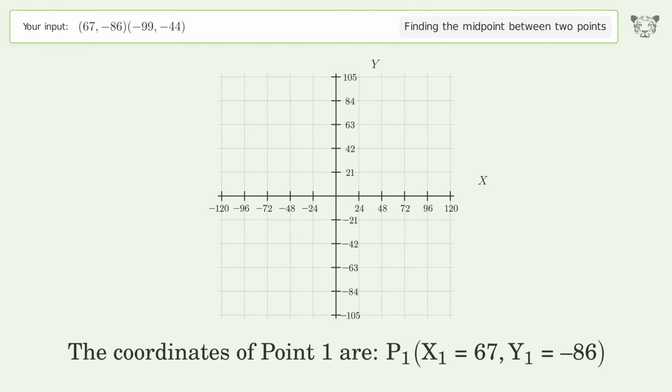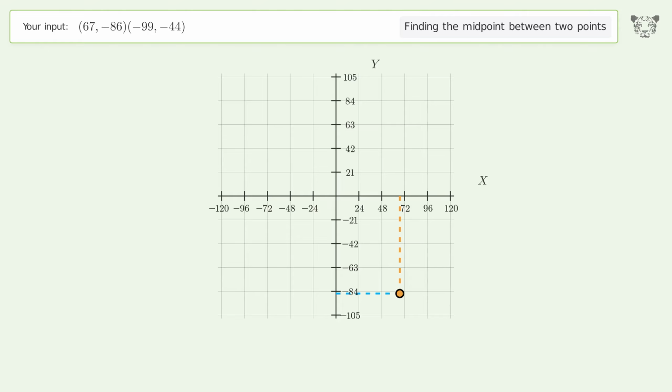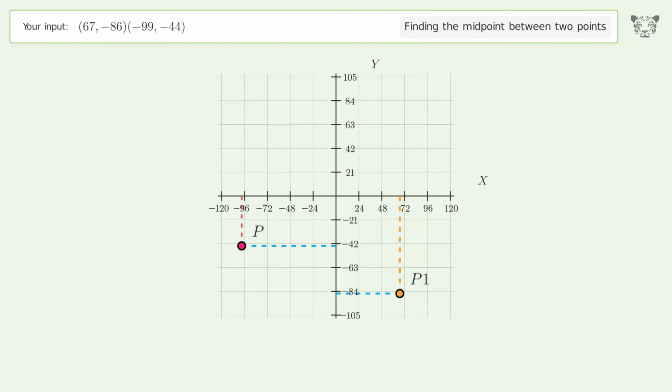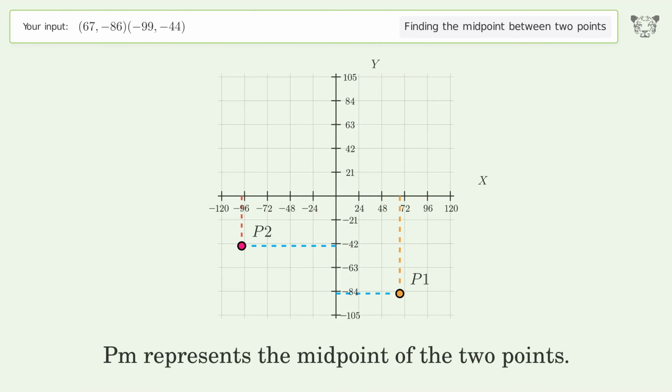The coordinates of point 1 are, x1 equals 67, y1 equals -86. The coordinates of point 2 are, x2 equals -99, y2 equals -44. PM represents the midpoint of the 2 points.